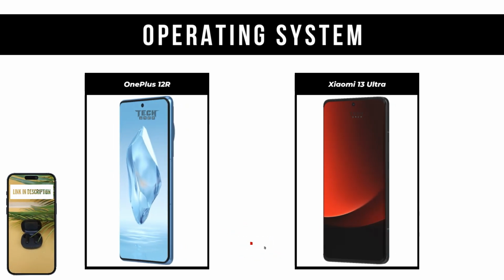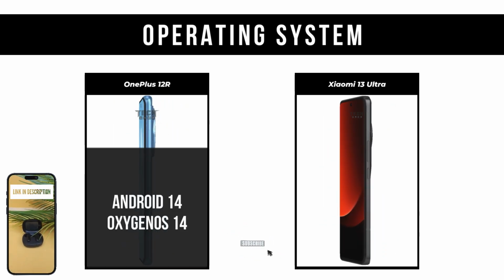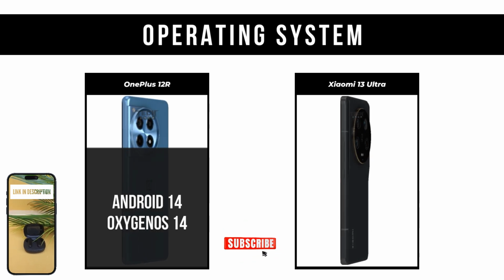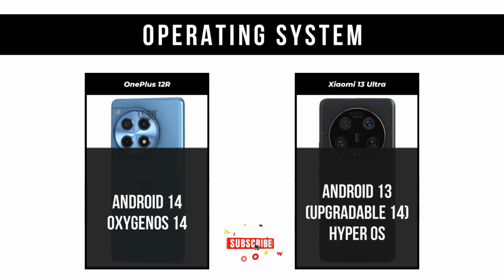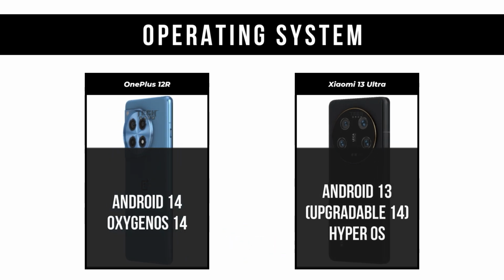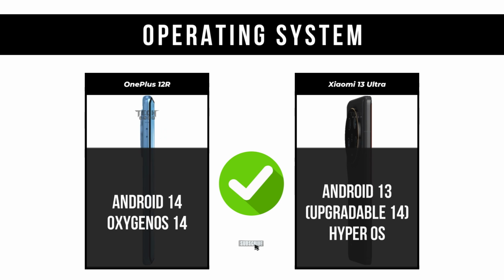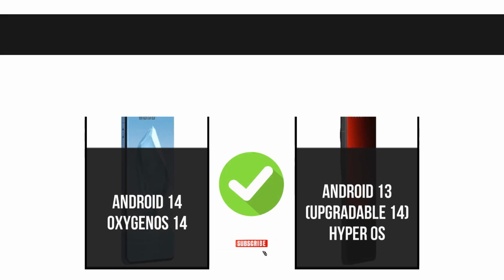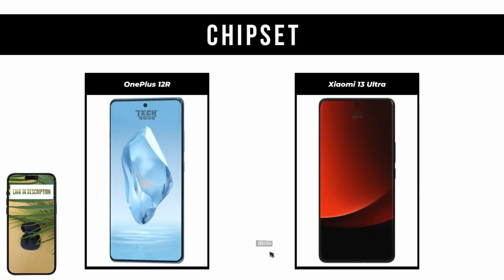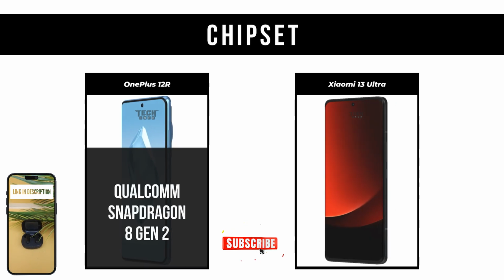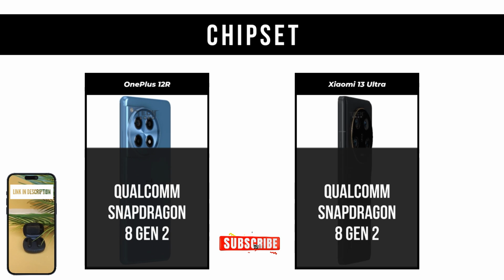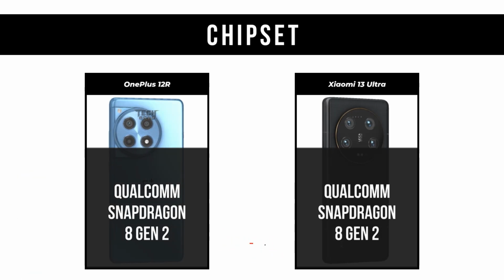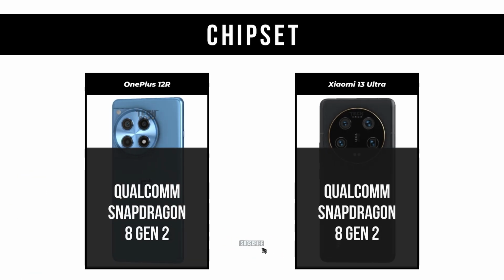Operating system. OnePlus 12R is Android 14, Oxygen OS 14. Xiaomi 13 Ultra is Android 13, upgradable to Android 14, HyperOS. Chipset. OnePlus 12R is Qualcomm Snapdragon 8 Gen 2. Xiaomi 13 Ultra is Qualcomm Snapdragon 8 Gen 2.